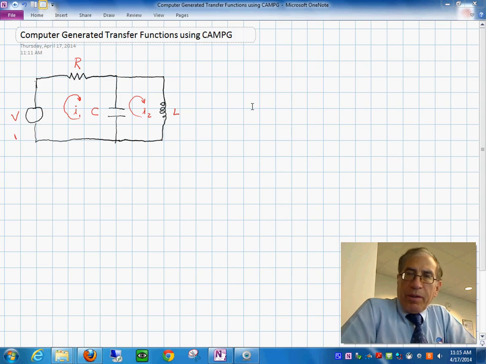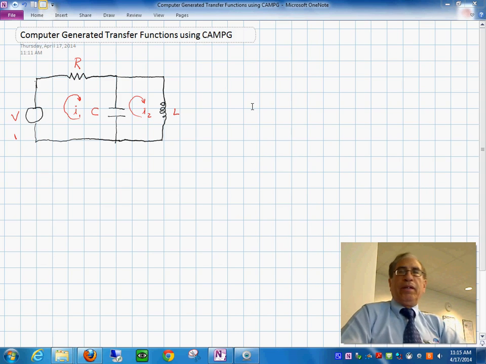Good morning. We are going to see something very interesting today. We're going to see how, given the system, we can get CAMG to do computer-generated transfer functions. So we have just the system, and what we need to do is to create a bond graph model of this, and then show you how CAMG actually can generate any transfer functions of this.